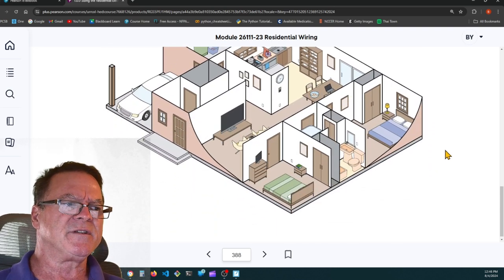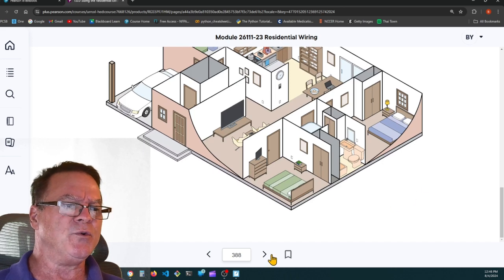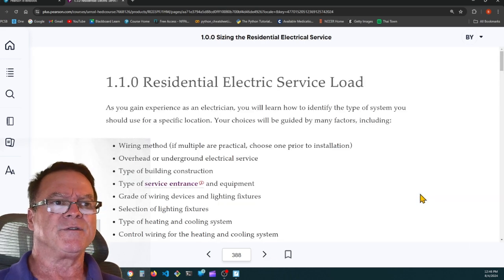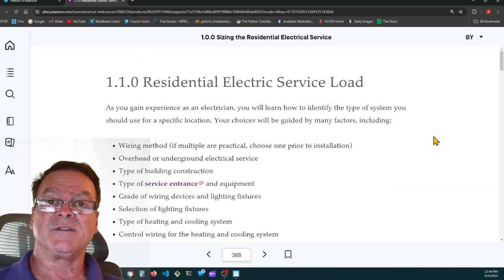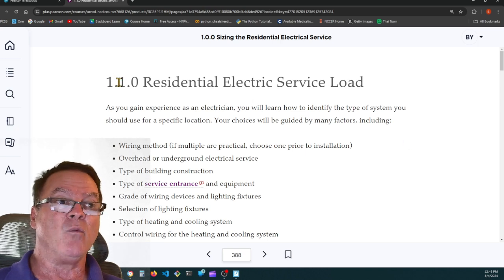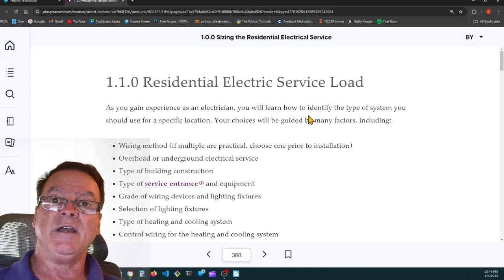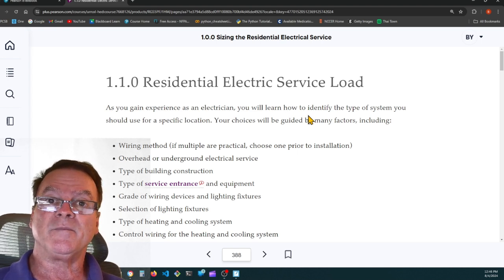I'm going to do this a little bit differently. I'm going to look at the code book first. Let's read what the code book has to say, and then we'll come back to the book, and I think you'll have a better understanding of what is being put forth in this module if we look at the code book.